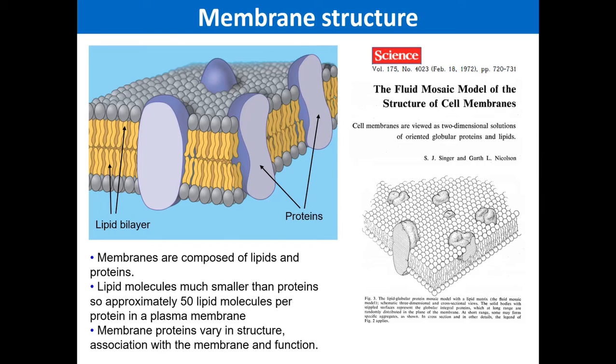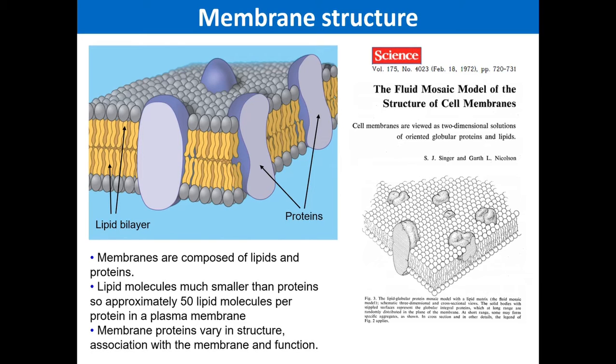The membrane structure follows the model of the fluid mosaic. In 1972, a paper was published showing that proteins are included inside of the plasma membrane, and they can move in two dimensions. So plasma membranes are composed of phospholipids and proteins. Of course, the phospholipids are much smaller than the proteins, and basically we tend to have around 50 phospholipid units per protein within the plasma membrane.